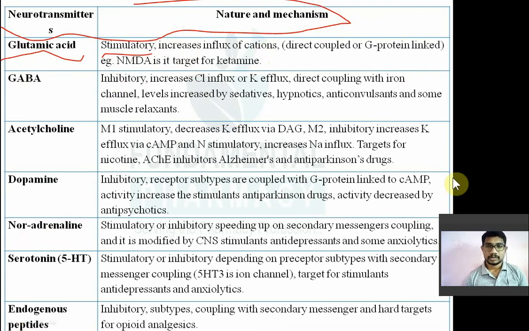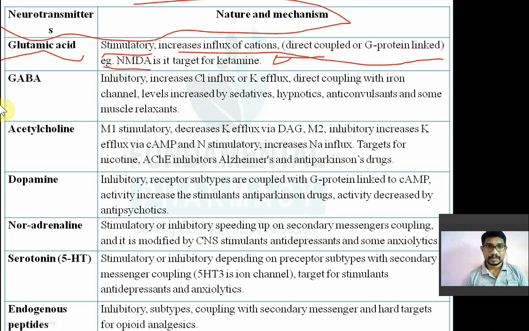So this glutamate is nothing but the excitatory or stimulatory neurotransmitter. It increases the influx of cations, influx of sodium or calcium. Its receptor may be either a voltage gated ion channel or a G protein coupled receptor. For example, NMDA, N-methyl D-aspartate. N-methyl D-aspartate is a target for ketamine, which is an NMDA antagonist.